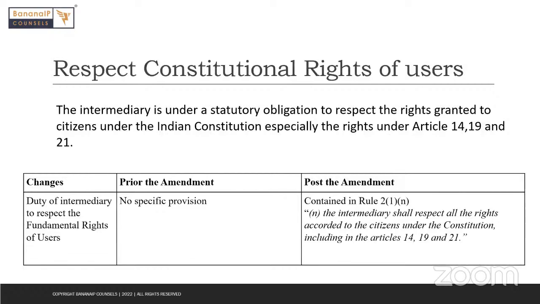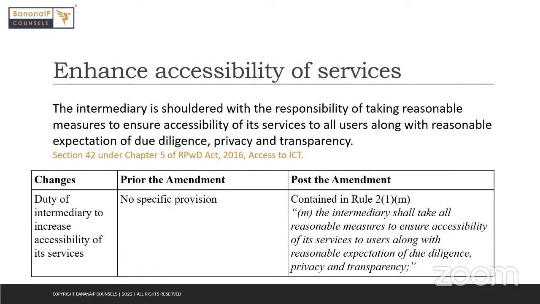They've also been given an additional duty to respect the constitutional rights of the users, and it's a statutory obligation to do so. They have specifically pointed out Articles 14, 19, and 21. They have also given an additional duty of enhancing accessibility of its services. The intermediary is responsible for taking reasonable measures to ensure accessibility of its services to all users, along with reasonable expectations of due diligence, privacy, and transparency.